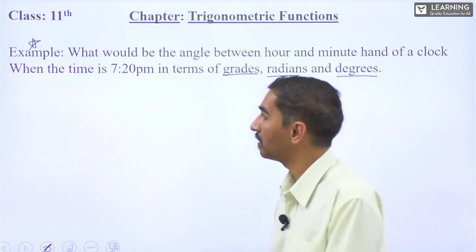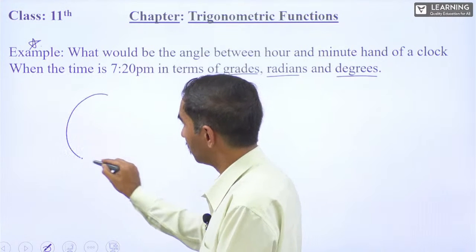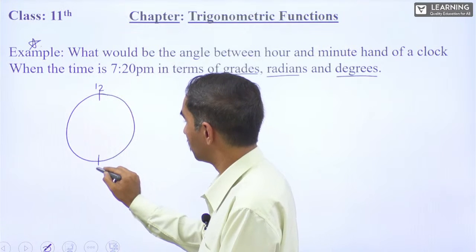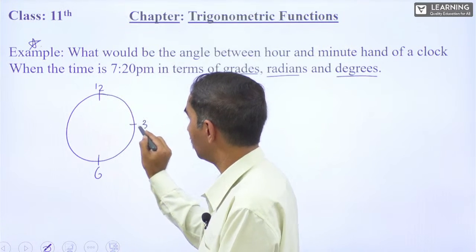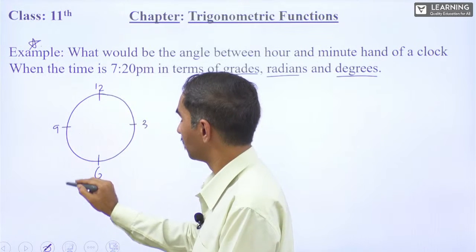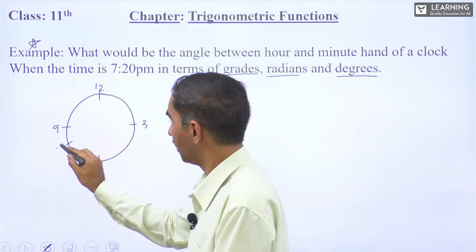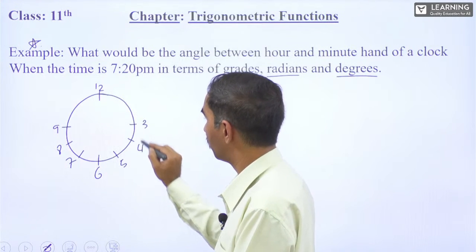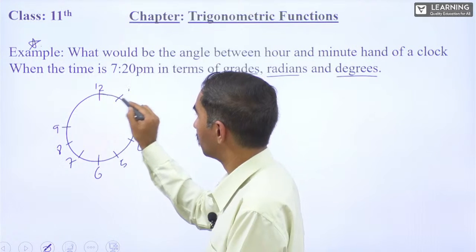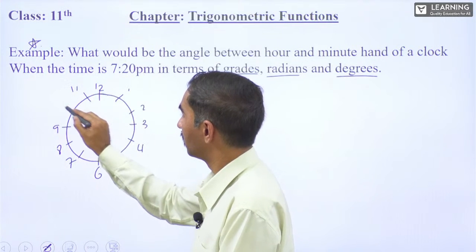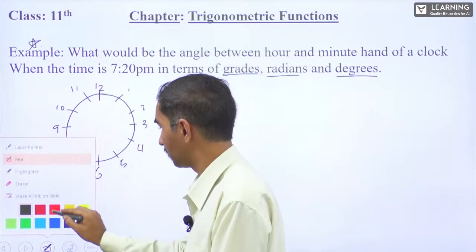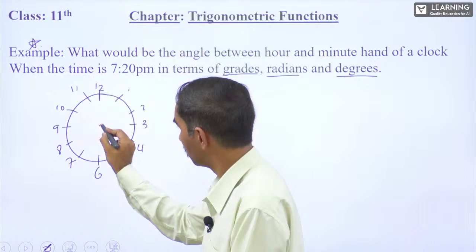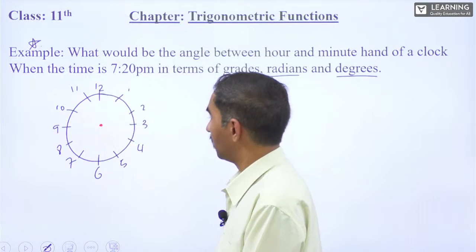So 7:20 p.m. means, so let us draw a circle. Okay, a clock, 12, 6, 3, 9. Okay, so here we'll write 8, 7, 5, 4, 2, 1, 11, 10. This is our clock. Now we'll try to draw that 7:20 p.m. So this is the center of the clock.